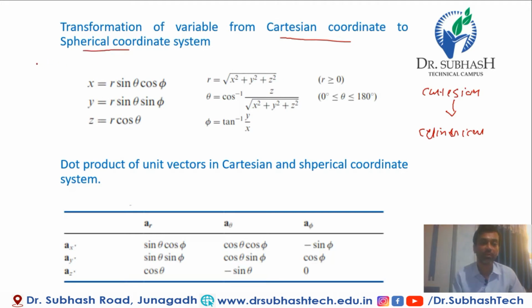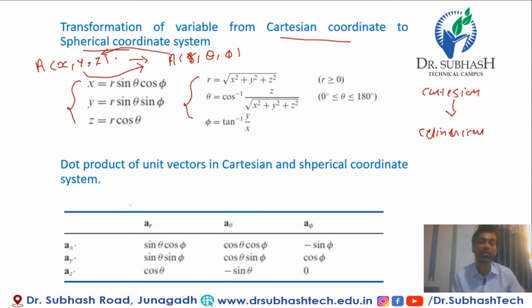Suppose you are given a point P with coordinates x, y and z, and you transform it into r, theta and phi, meaning the spherical coordinate system. Then using this formula you can transform the point vice versa: if you have a given Cartesian coordinate system point, you can transform it to spherical. Similarly, if you have a spherical coordinate system point, you can transform it to the Cartesian coordinate system.